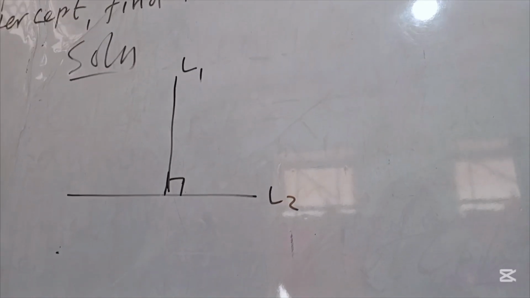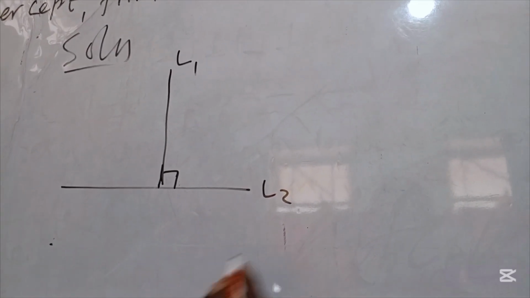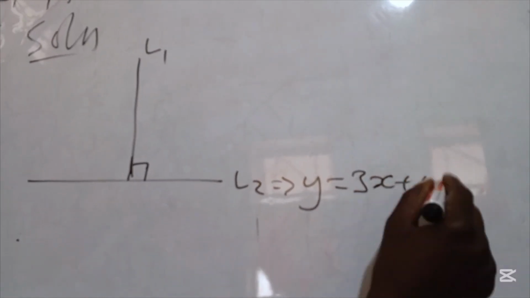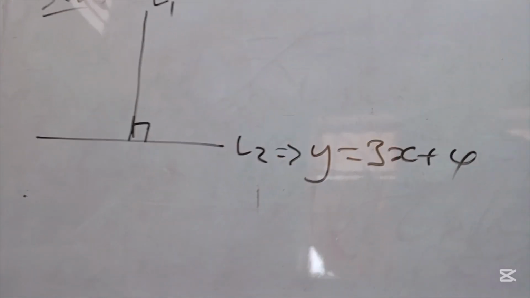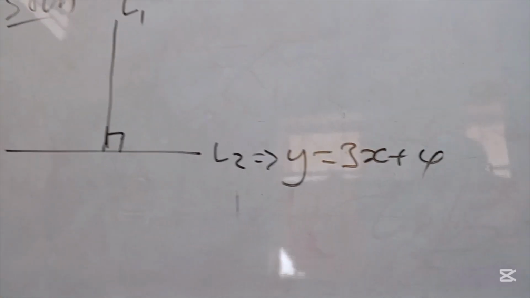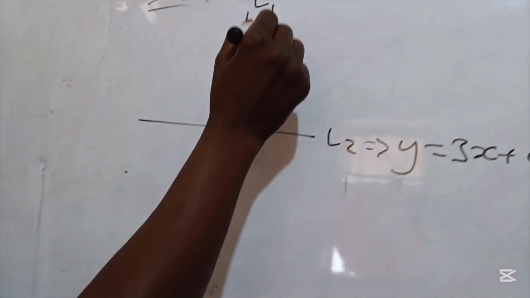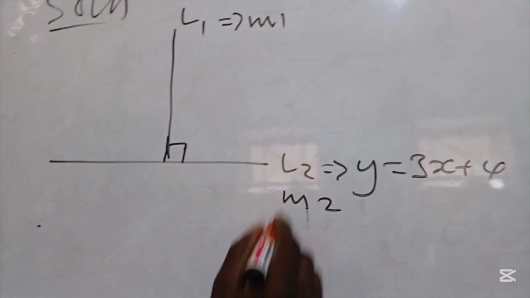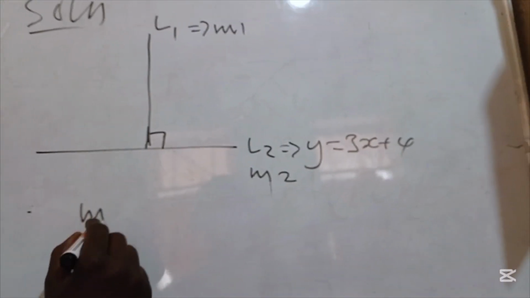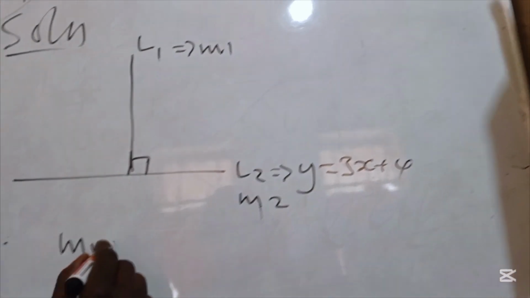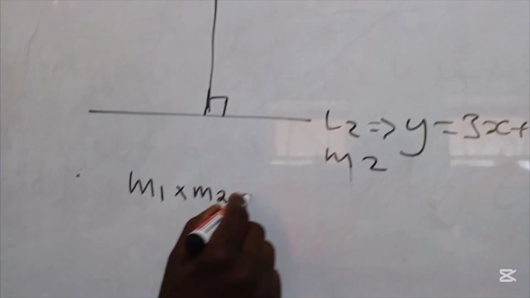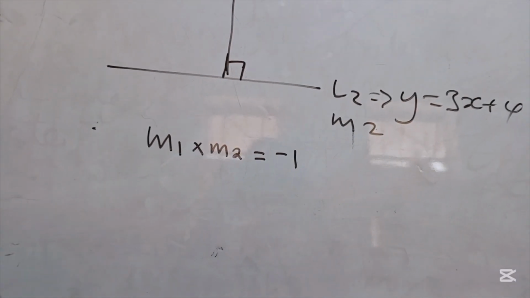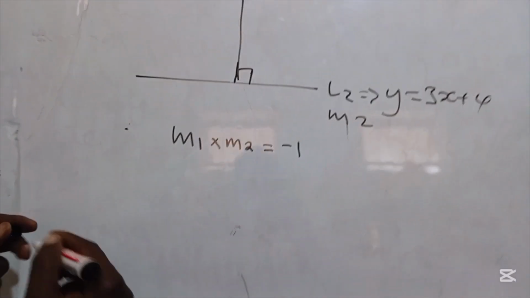Now in this case, we are told that one line is given to us. Imagine we are given this line as y = 3x + 4. What is the relationship when two lines are perpendicular to each other? Their gradients, which I'll call M1 and M2 since it is line 2, have a product M1 × M2 that is always -1.